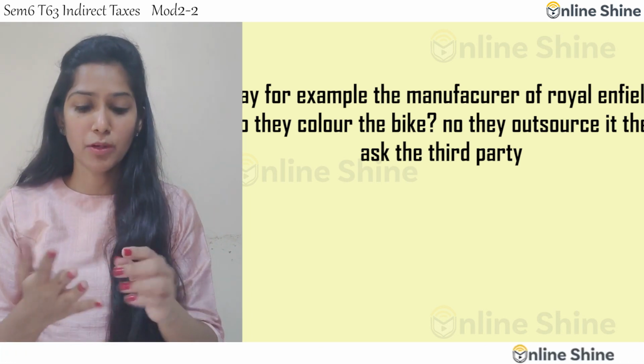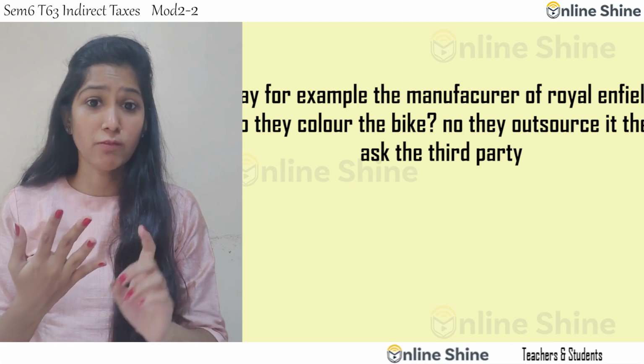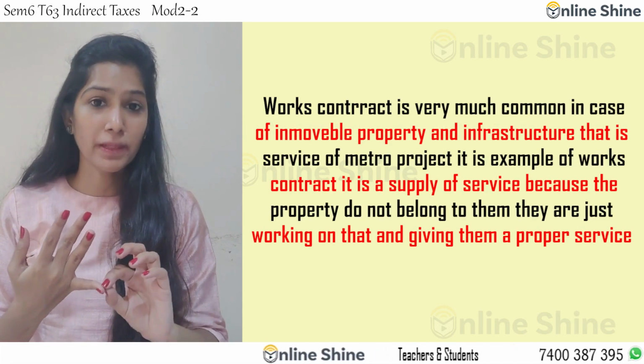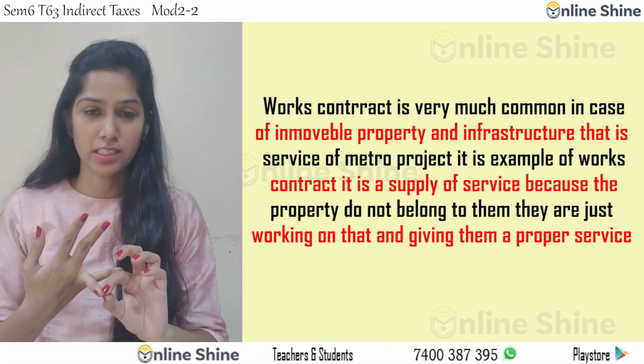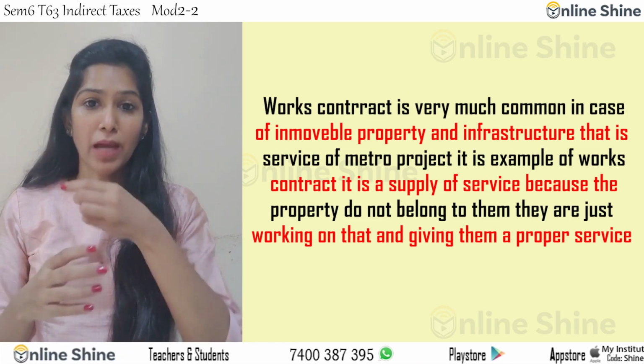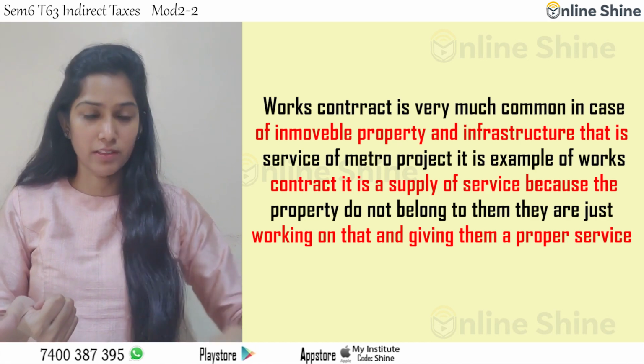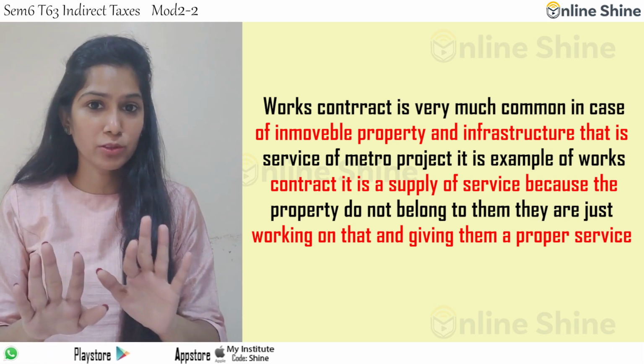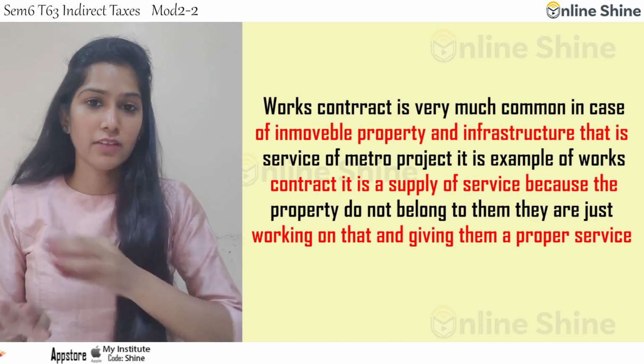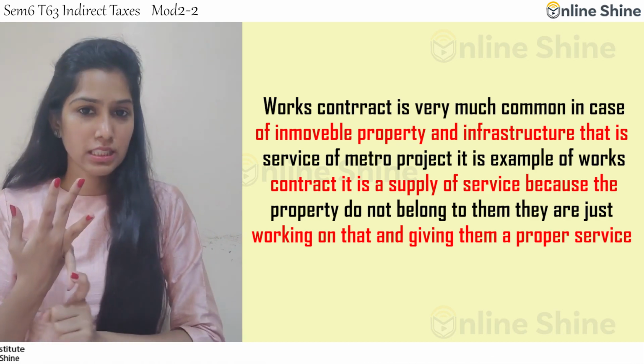Okay. Now let us talk about the next thing. This is works contract. Works contract is very much common in case of immovable property and infrastructure. That is, service of a metro project. Metro project is an example of works contract. Okay, it is a supply of service. Why? Because the property does not belong to them. They are just working on it and giving them a proper service. Okay, this is the first thing.